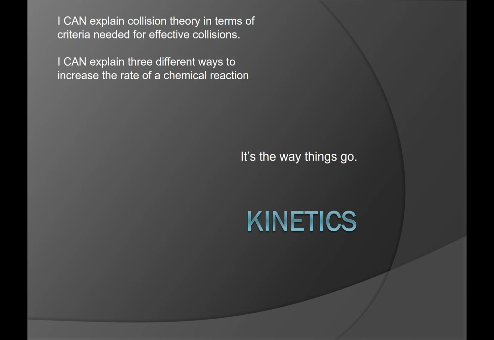We're going to learn about collision theory, and you're going to be able to explain collision theory in terms of criteria that we need in order for an effective collision to occur. You'll also be able to explain three different ways how we can increase or decrease the rate of a chemical reaction.